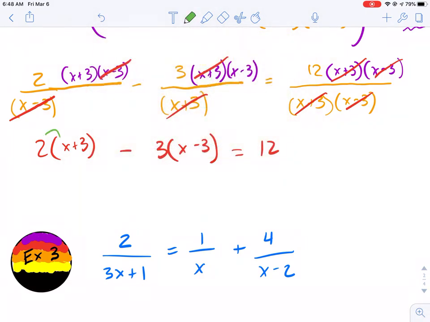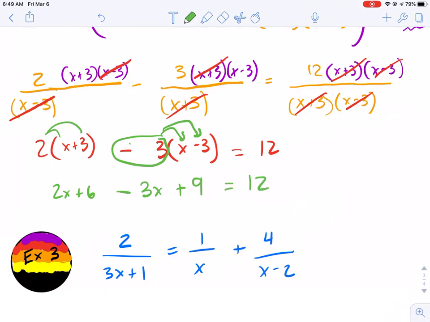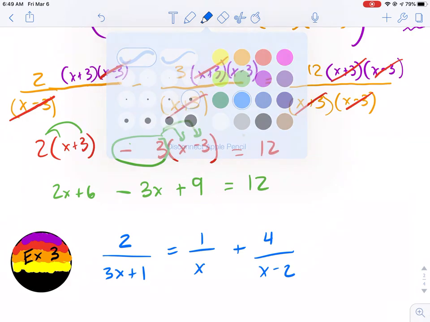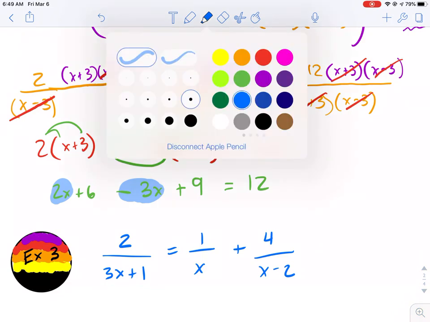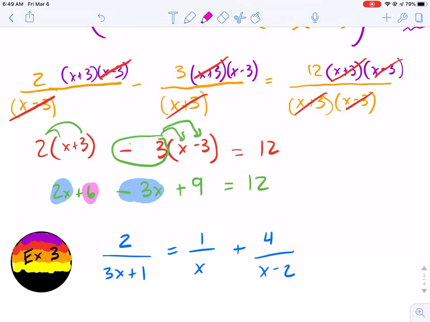First thing I would do is I would distribute. So I have 2x plus 6 minus, now I like to think of this as a negative 3 times x and a negative 3 times negative 3. So I get negative 3x, and then I get plus 9. Okay, a lot of people make that mistake. Don't be that person. Now I'm just going to combine like terms. I have a negative 3x and a positive 2x. And then I have a 6 and a 9. So let's go ahead and do that.